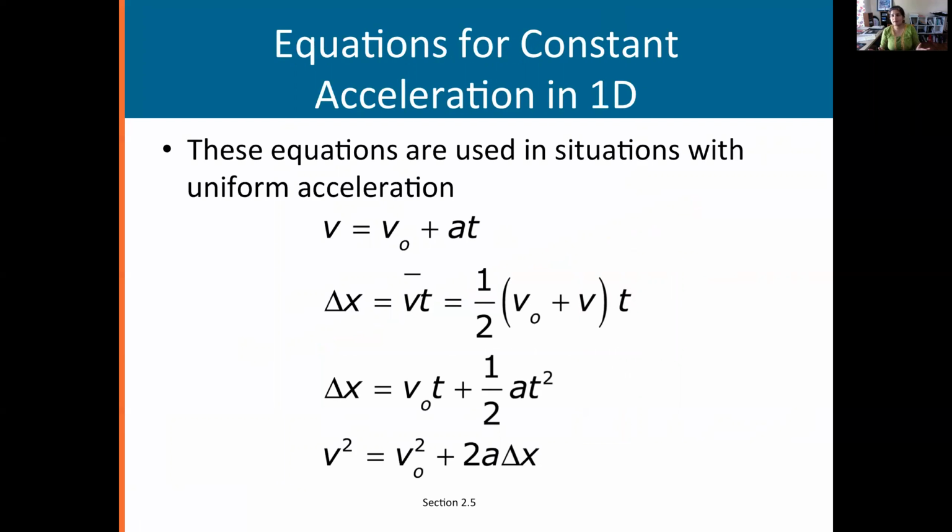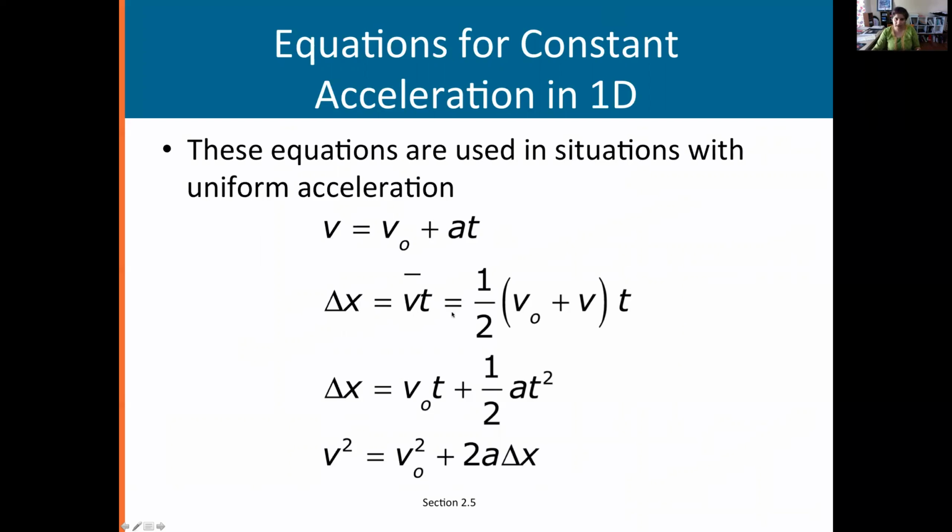We're not going to derive all the possible equations that we get for one-dimensional motion, but we're going to take them as a given. We saw this first one already, v equals v0 plus at. The next one is just by the definition of velocity. So remember, this is now just the magnitude of the velocity and the magnitude of the displacement. So delta x equals the velocity times time.